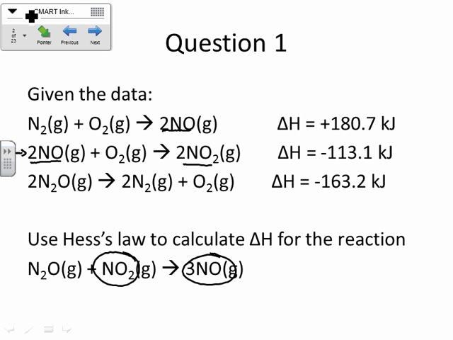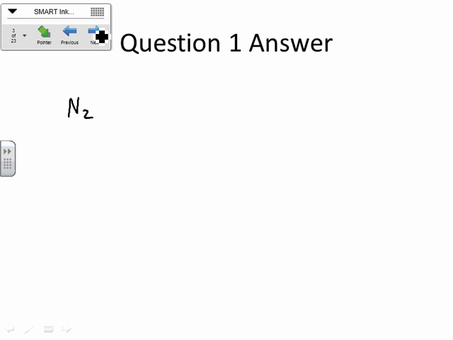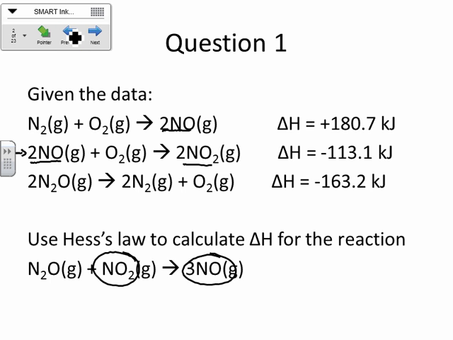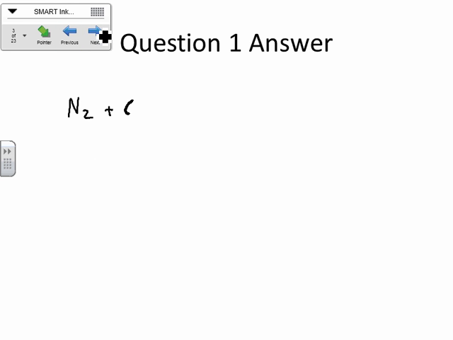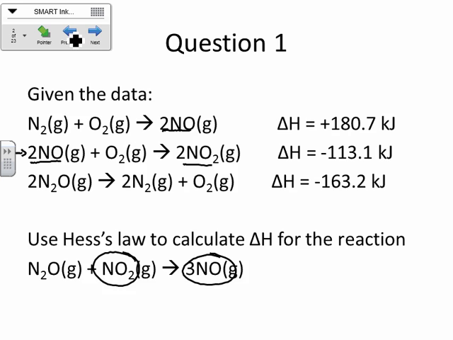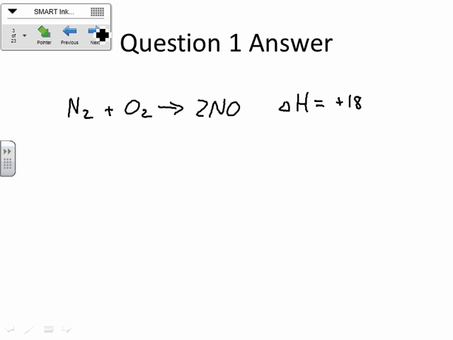So I have another screen here. I guess I'll just rewrite this. It's kind of a pain. So we've got N2. I'm not going to write the states of matter because they're all gases. Plus O2 yields NO. Is it 2NO? And then the delta H here is equal to, thank you, 180.7.